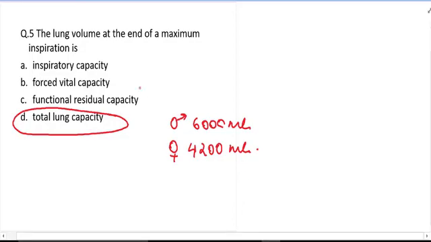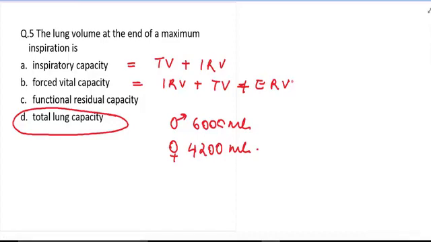What is inspiratory capacity? Inspiratory capacity includes the tidal volume plus the IRV. Forced vital capacity is IRV plus tidal volume plus the ERV. Forced vital capacity is the volume of air expired forcefully after a forceful inspiration. So it includes IRV and tidal volume plus ERV.